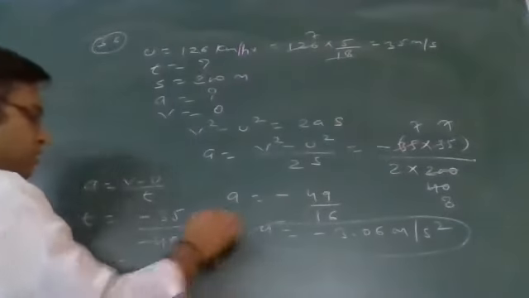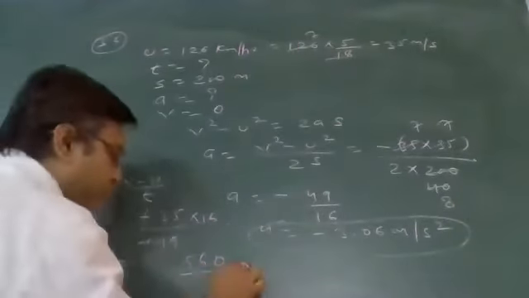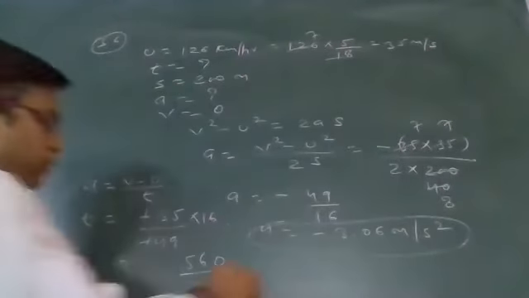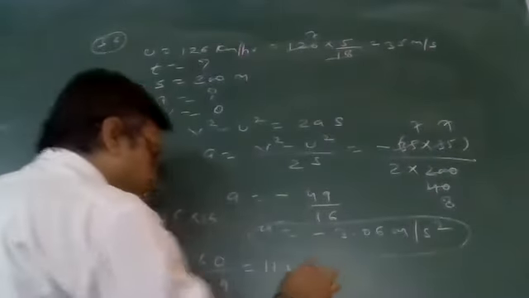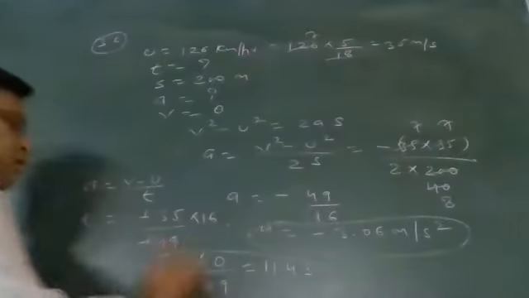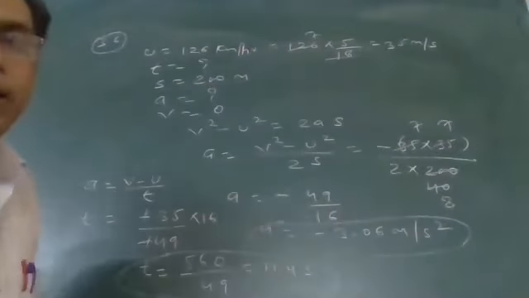16 5 80. 16 3 48 and 8. You will get 56. Minus sign is cancelled. 560 divided by 49. And what will be answer here? 11.4 seconds. This is the time required to stop the car. Time required is 11.4 seconds. Acceleration is minus 3.06 meter per second square.